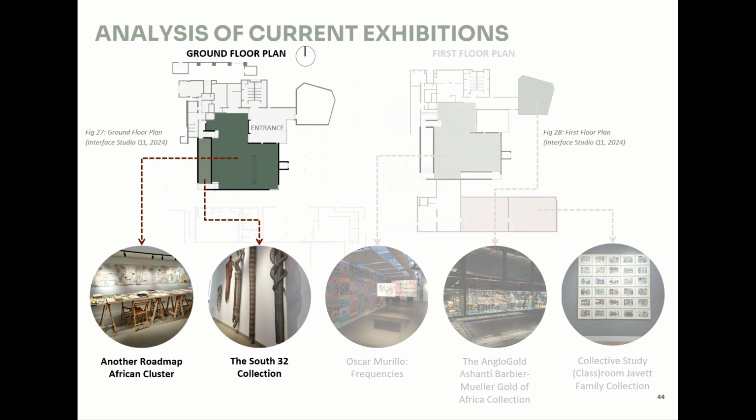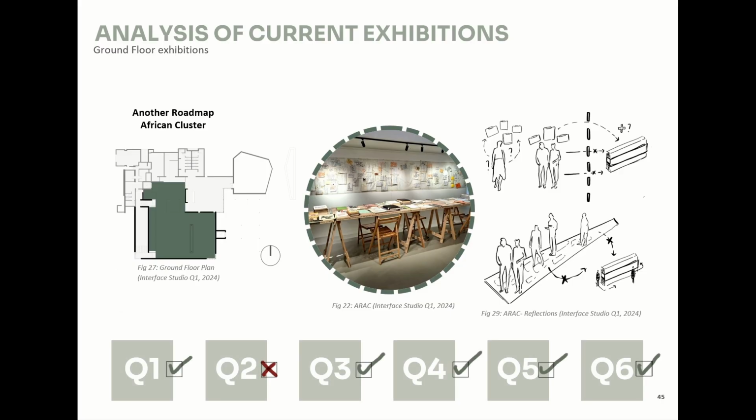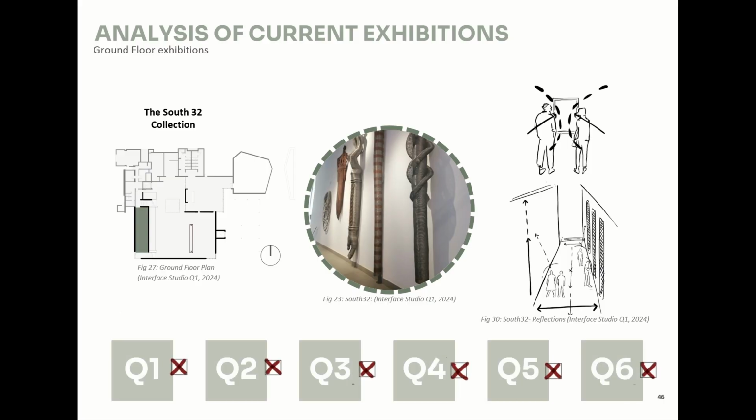The first exhibition we analysed is Iraq. This is a collaboration between the African Scholars of Artistic and Cultural Education. The exhibit highlights a collection of questions and provocations in art education. After applying our set of questions to the exhibition, it fell short specifically with question 2. The South 32 collection showcases intricately made sculptures to look like mining tools that would be used by the South 32 company. After applying our set of questions to the exhibition, we noticed gaps in all of the questions.